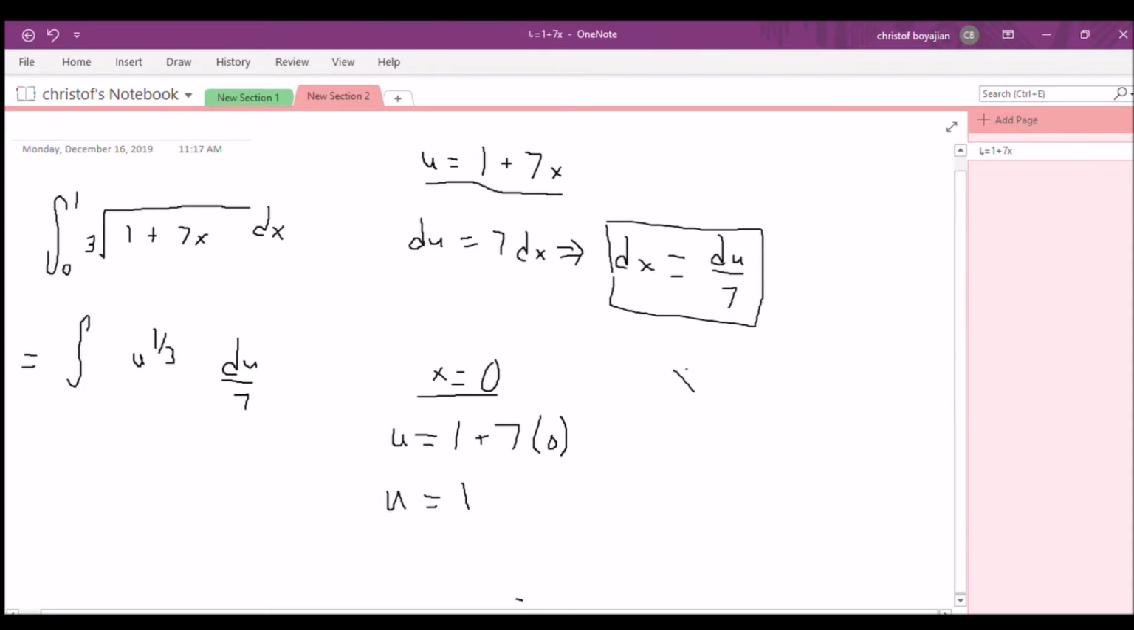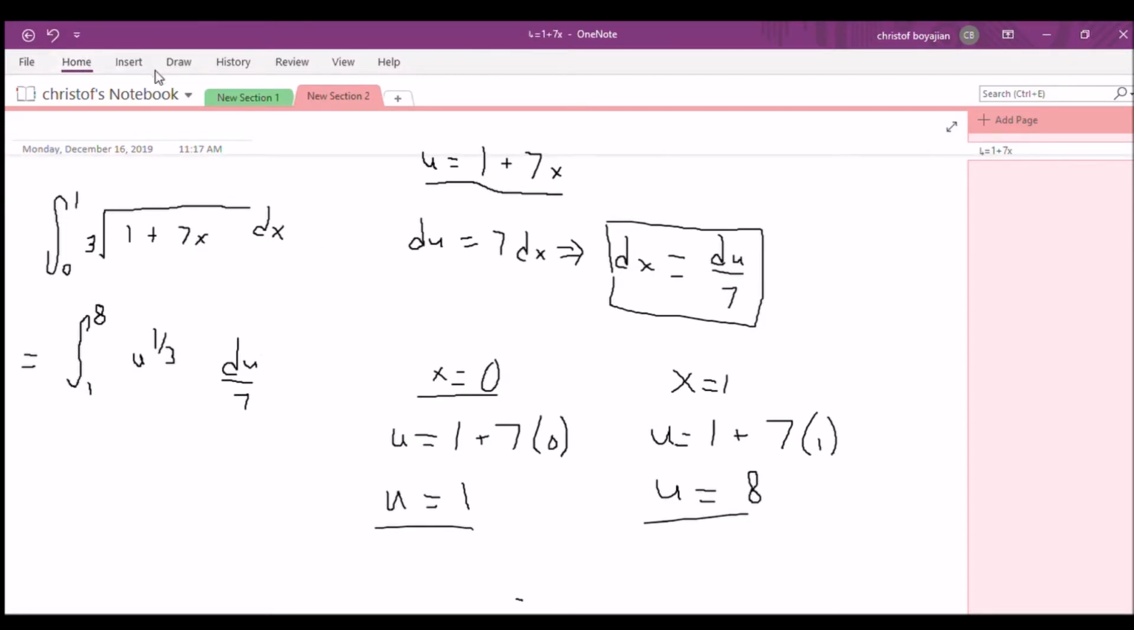Now what about when x equals 1, our upper bound? So if we use this equation, we get 1 plus 7 times 1, and u therefore is equal to 8. Okay. Let's now change these limits. So now we have it in terms of u. We can put our lower limit, which is u equals 1, and our upper limit, which is u equals 8. All right.